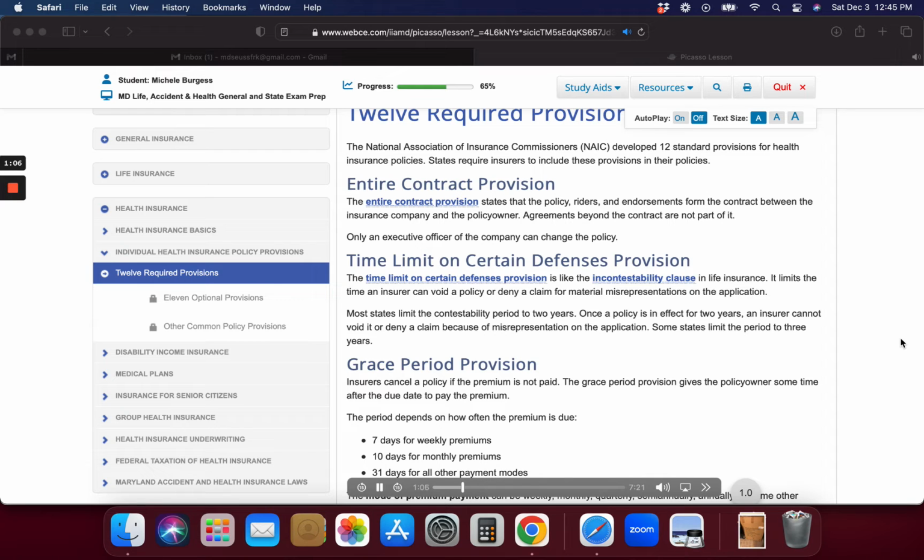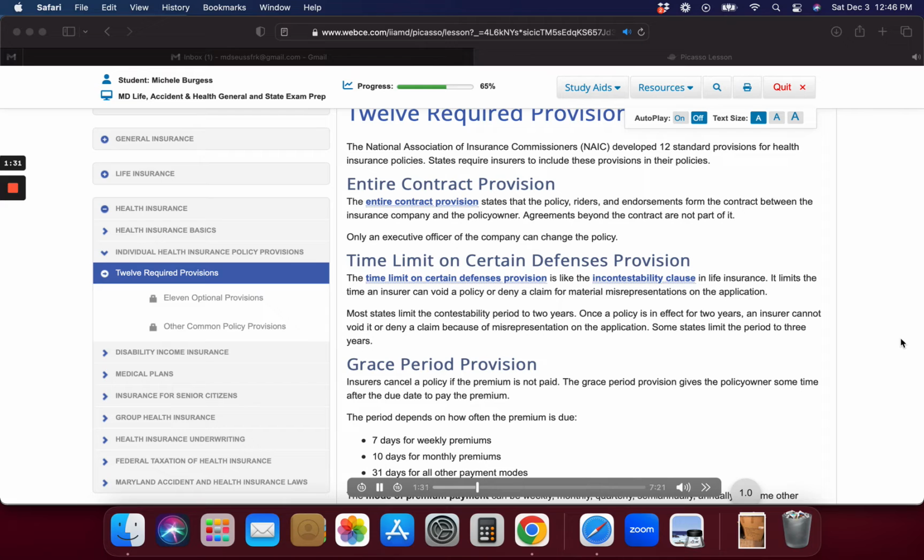Grace period provision. Insurers cancel a policy if the premium is not paid. The grace period provision gives the policy owner some time after the due date to pay the premium. The period depends on how often the premium is due. 7 days for weekly premiums. 10 days for monthly premiums. 31 days for all other payment modes.